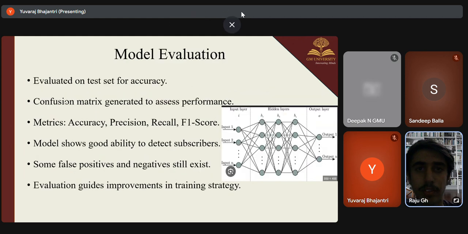We move on to the next slide. In this model evaluation phase, we tested the model on unseen test data to measure the performance.